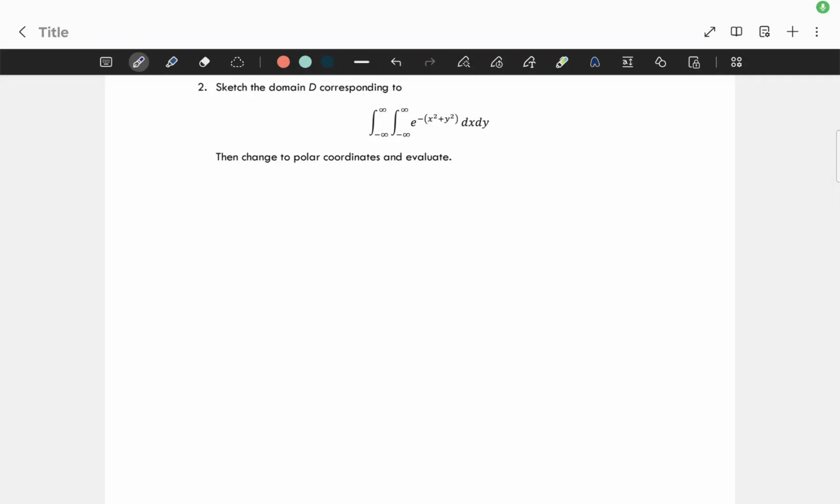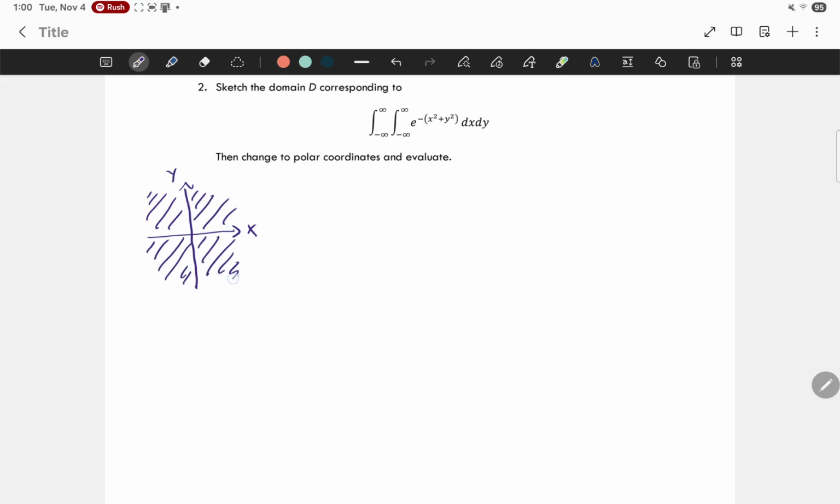Okay, so for this question, we have to sketch the domain corresponding to the integral. First things first, we have negative infinity to infinity on the xy plane. So we draw the xy plane, a y and an x, and realize that negative infinity to infinity for both just means that this is fully covered, every quadrant out to infinity.